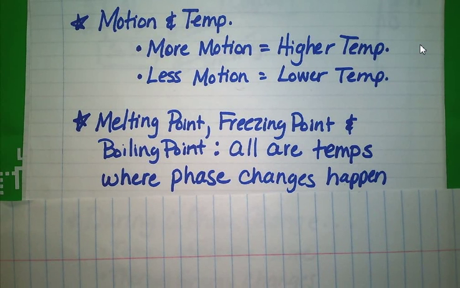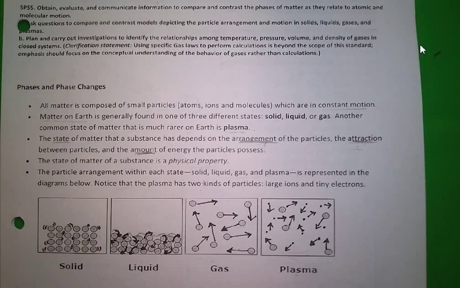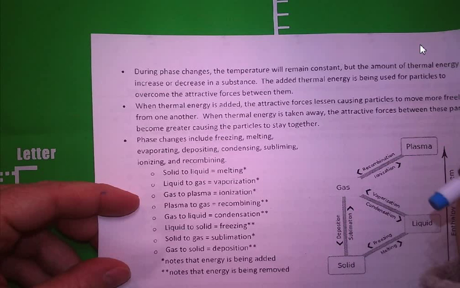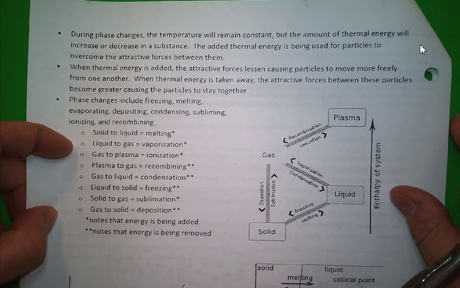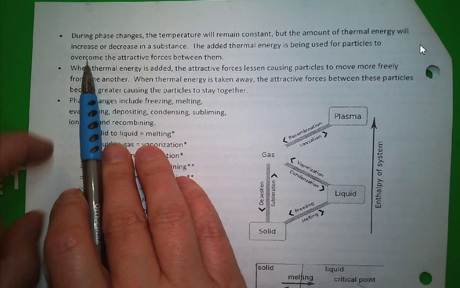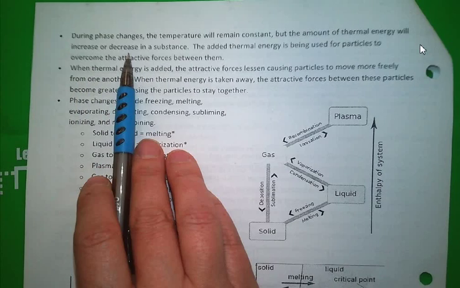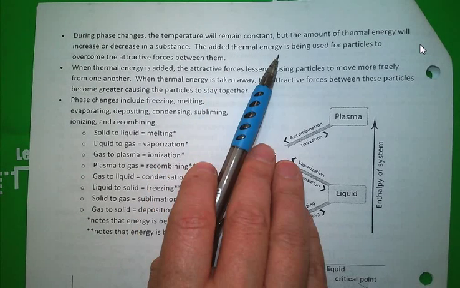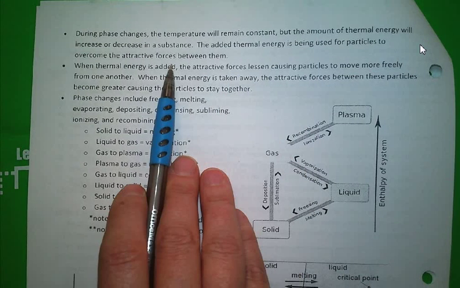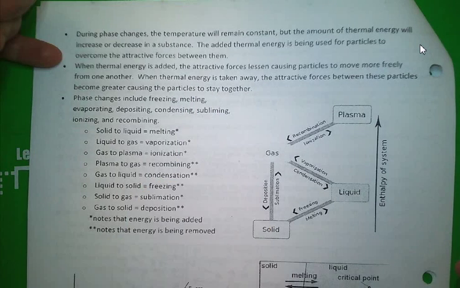All right. So now what we're going to do is we're going to look over here at our reading. We're going to read the last little part, talking about during phase changes, the temperature will remain constant, but the thermal energy will increase. That's kind of different. So the temperature will remain constant, but the thermal energy will increase or decrease depending on it. The added thermal energy, if you're adding thermal energy here, it's being used for particles to overcome the attractive forces between them. And that's really important because when we look at this graph, let's take that piece of information and look at this graph here.